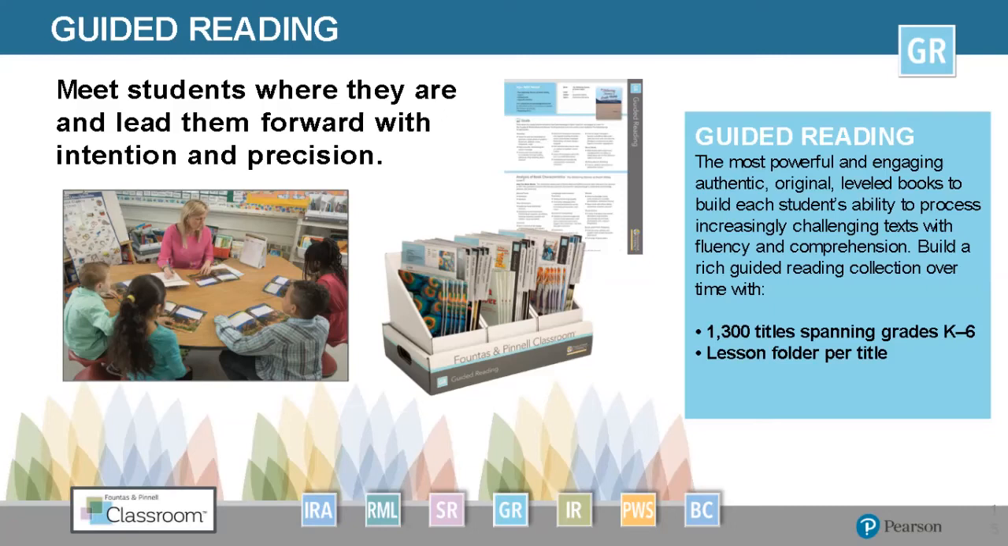Guided reading. This one has the same sort of setup as the other instructional contexts, where you receive a lesson folder per title. There are over 1,300 titles spanning grades K to 6. These are books that are unique to Fountas Pinnell Classroom. They're not part of their other collections that you may have purchased in the past, such as LLI. This is an instructional context meant for everyday classroom use, so these are new books, new lessons.